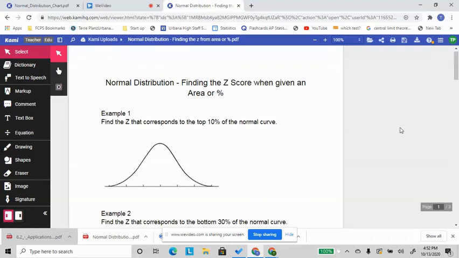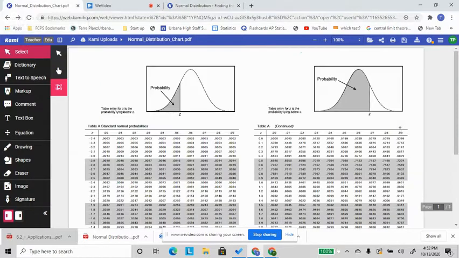The z-score when you're given an area or percent. I call these backwards ones because you have to look inside the normal distribution chart and go back out to the edges to get the z. So on these, that's why I call them backwards ones. And you're kind of back solving once you do it in an equation also.